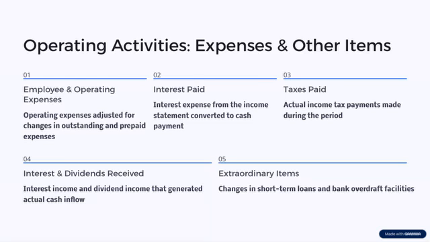Let's take a closer look at the changes in our short-term loans and bank overdraft facilities. These are important because they reflect how we are managing our short-term liquidity and working capital. Next, we see the section on extraordinary items. This covers specific income sources like interest income and dividends, which actually resulted in cash inflows during the period. It's crucial to understand that these are non-operational but contribute meaningfully to our cash flow.